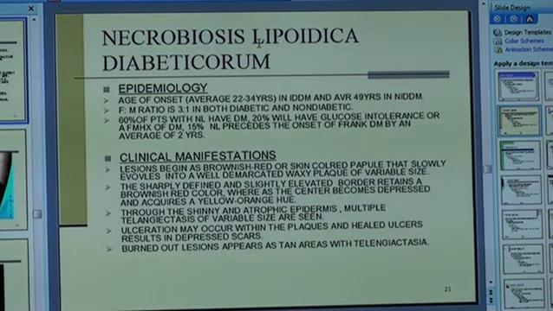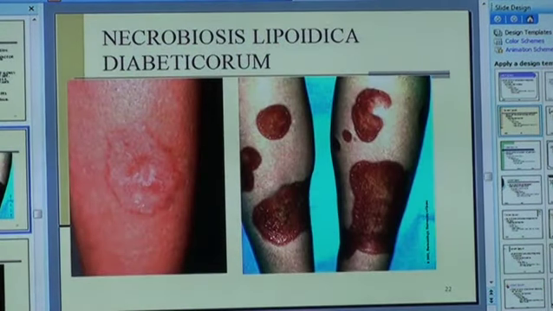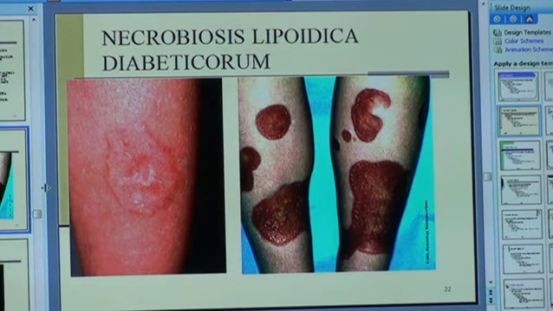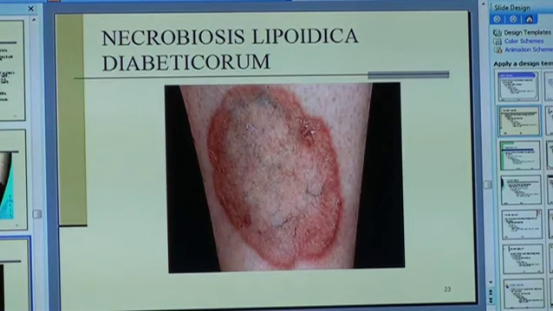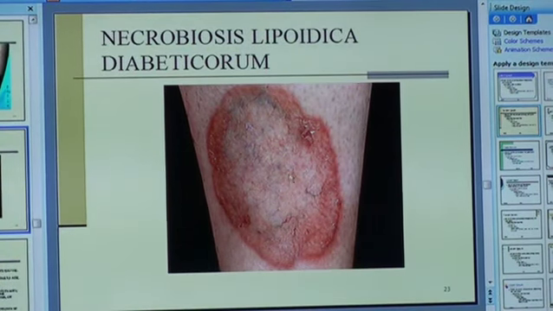Clinical manifestations. Lesions usually begin as a brownish red or skin-colored papule that slowly evolves into a well-demarcated waxy plaque of variable size. So the sharply defined and slightly elevated borders retain a brownish red color, and the center becomes depressed and acquires a yellowish orange hue. Now, throughout the lesion, the shiny and atrophic epidermis and multiple telangiectasias of variable size are seen.